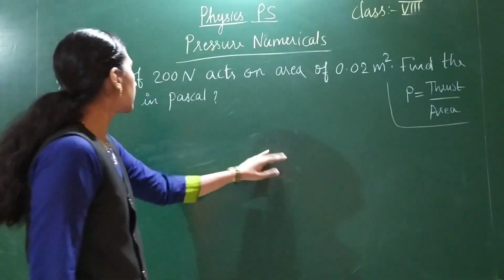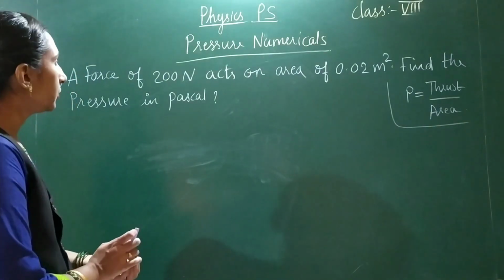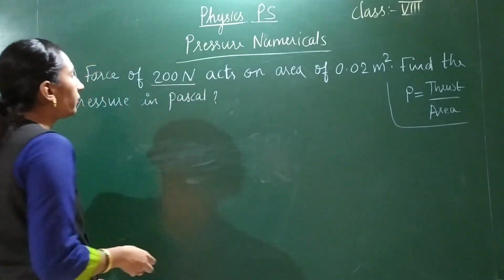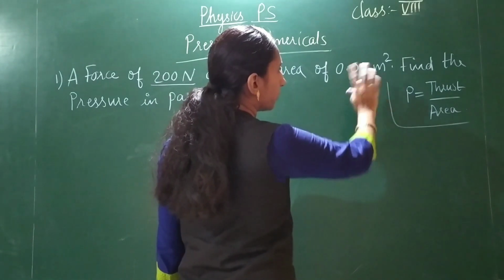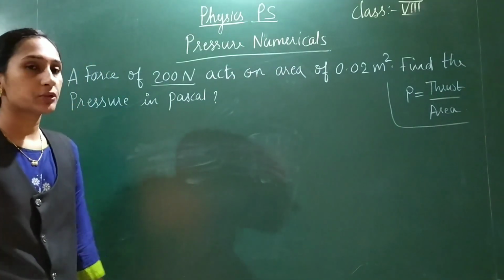In this numerical, you can see a force of 200 newtons acts on an area of 0.02 meter square. Find the pressure in Pascal. What do you have to find? The pressure.